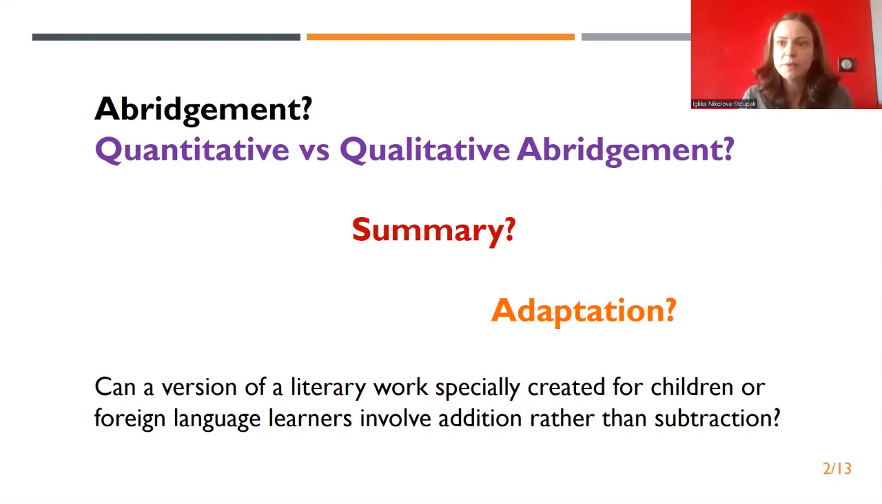Maybe adaptation would be more adequate, but then again, adaptation gives off the impression of the text being more free, less centered on a particular original. And then again, sometimes one can speak about quantitative versus qualitative abridgment, where quantitative is considered to be reducing the volume of a text, and qualitative, reducing the complexity of a text. But once again, it is not a given that the quantity of a text should be reduced in all cases when we're talking about adapting it for a particular audience.